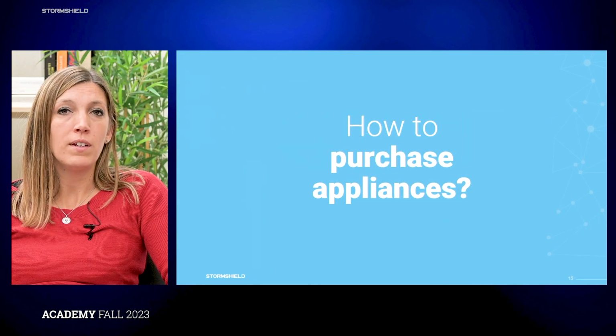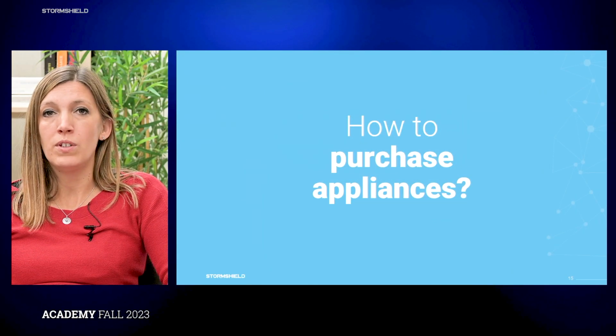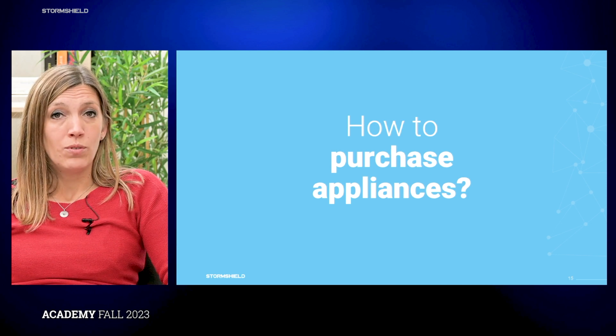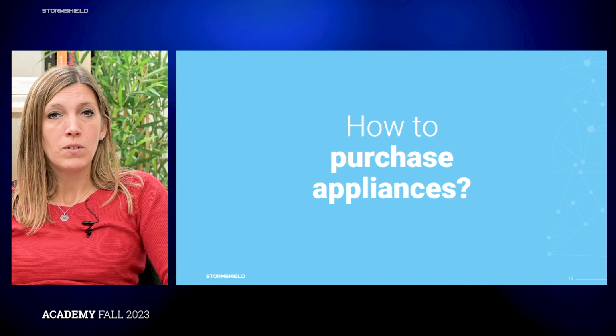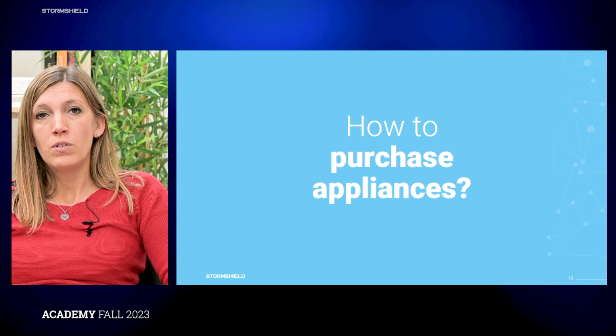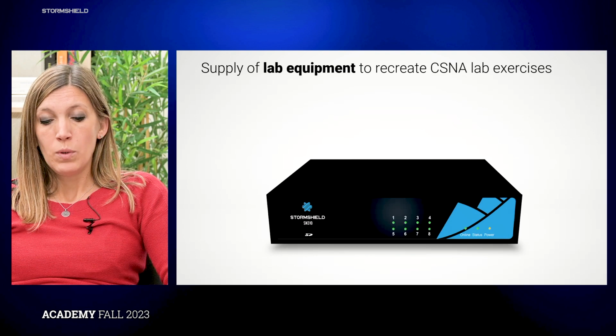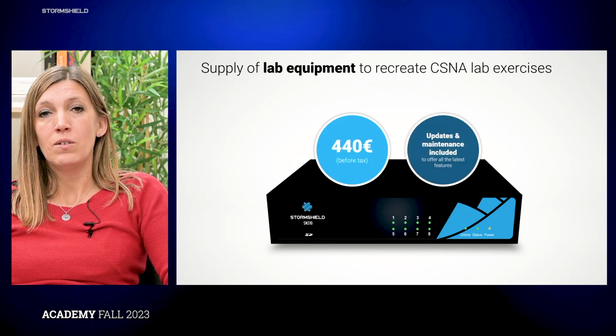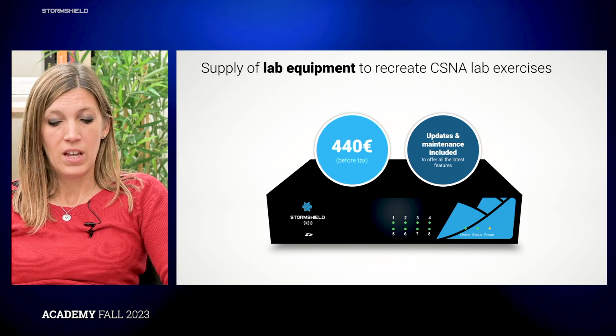So this is our last topic for today, how to buy appliances. As we said before, educational virtual machines are available for free on Institute. Therefore, it is not mandatory to buy appliances to do the practical exercises with your students. But if you want your students to use hardware equipment, it's possible to buy firewalls on exclusive terms, and it will include the maintenance, the support, and the updates of the licenses for 5 years.